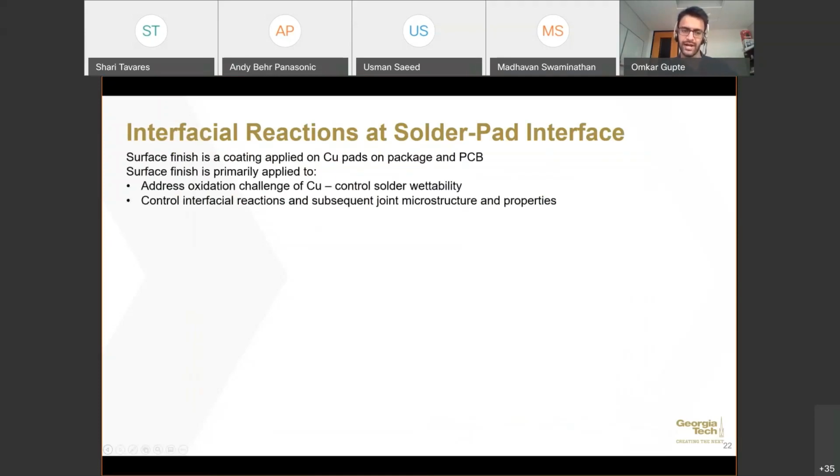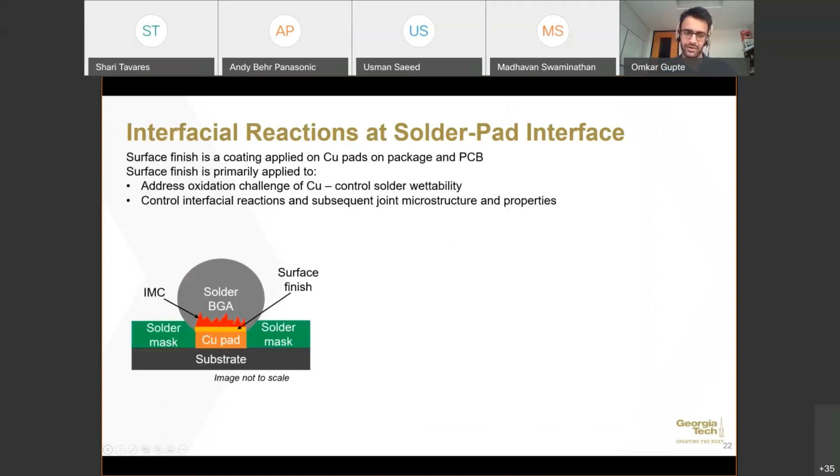And it depends on what surface finish is used on the pads. Surface finish is essentially a coating that is applied on the copper pads on the package and the PCB side. It can be compared to a UBM or underbump metallurgy that is used on the chip side for the chip level interconnections. So it's mainly applied to address the oxidation of copper and provide good wettability for solder, and it also controls the interfacial reactions that occur between the solder and the pad, which determine the joint microstructure and properties.